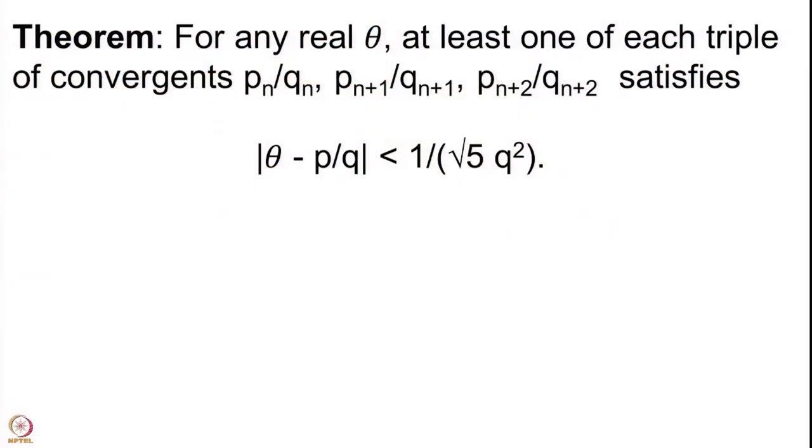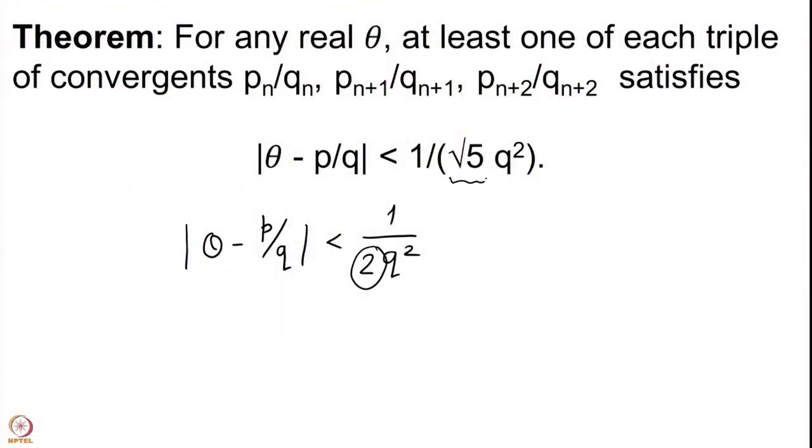We can in fact prove that the 2 that we had in the denominator with q square can be replaced by root 5. So, let us see what we have done so far. We have proved that there is a sequence given by the convergents satisfying that theta minus p by q is less than 1 upon q square. This is true for all convergents. Then we proved that one of the pair of successive convergents should give even better approximations. And now we are proving that if you take the triples Pn by Qn, Pn plus 1 by Qn plus 1, Pn plus 2 by Qn plus 2, then at least one of these should give even better approximation, that this 2 can be further increased to root 5.